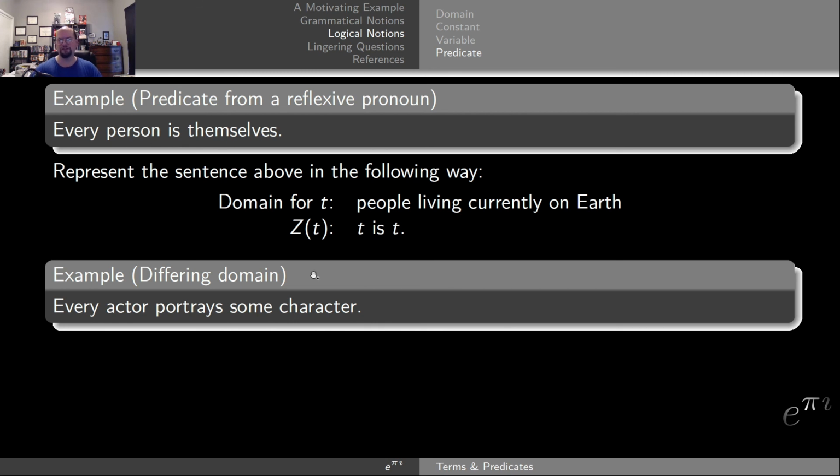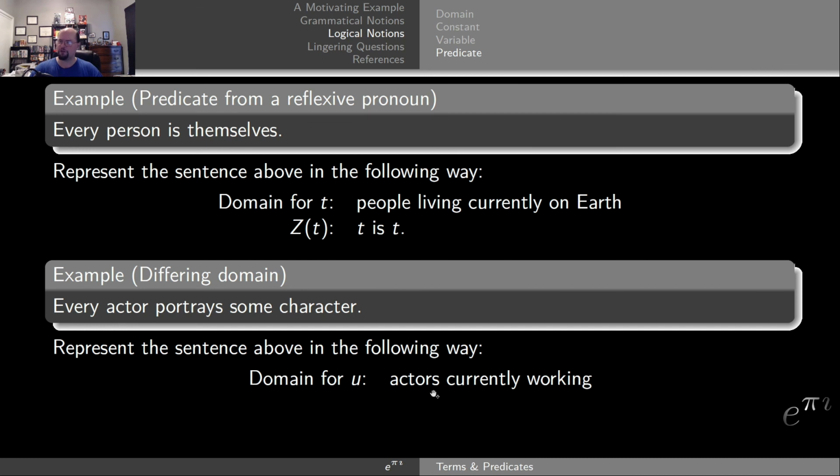So let's consider this sentence: every actor portrays some character. Let's represent this sentence this way. So every actor, I'm going to represent that with a lowercase u. The domain for u will be every actor who is currently working. So the domain for u is actors who are currently working, all right? But they portray some character. So this particular noun I'm going to represent with a v, and the domain for v will be fictional characters.